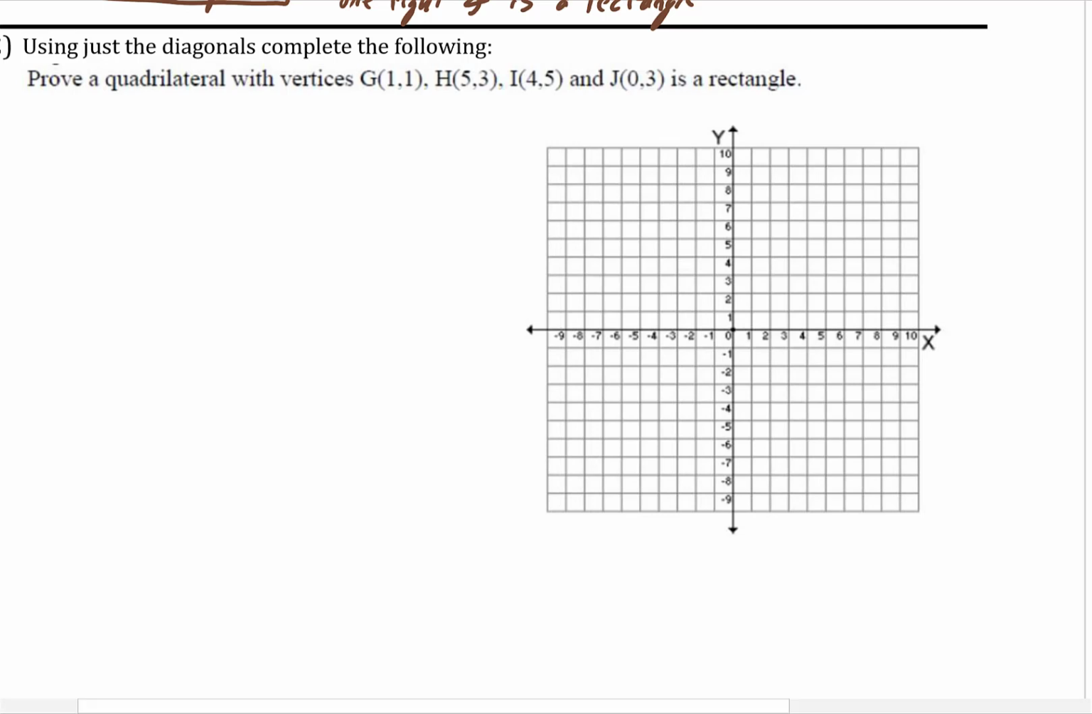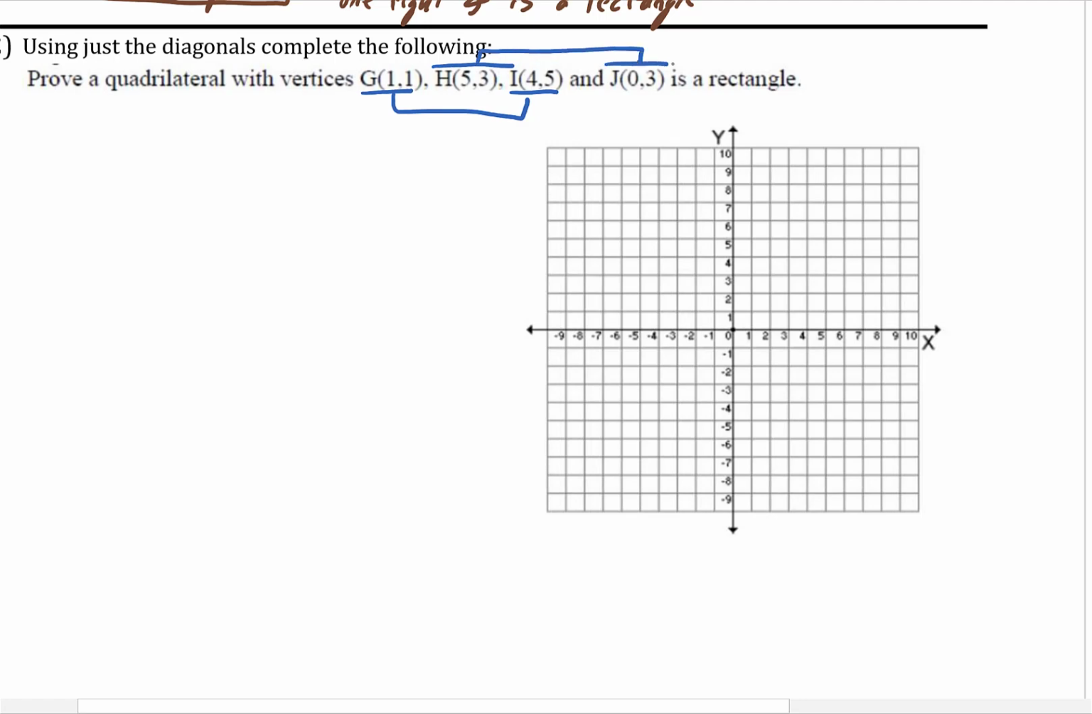Okay. Using the diagonals, complete the following. Prove that this quadrilateral GHIJ is a rectangle. So, if we're going to use the diagonals, I have to look at GI, that's one diagonal, and I have to look at HJ, that's another diagonal.